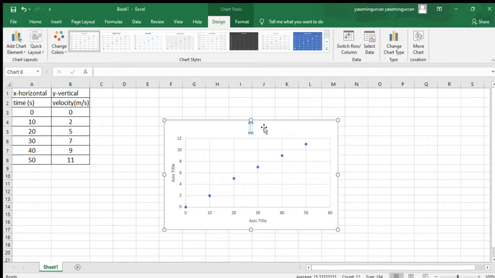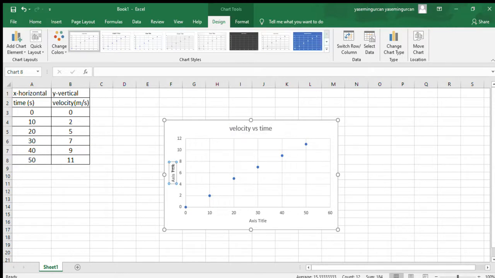So here ours is velocity versus time. Whenever you're given a set of data, the name of the graph is basically y versus x. So here we have y as velocity, x as time. So the name of our graph is velocity versus time.